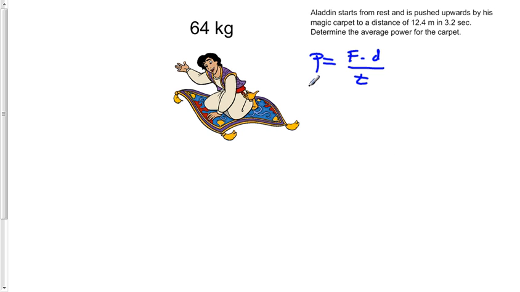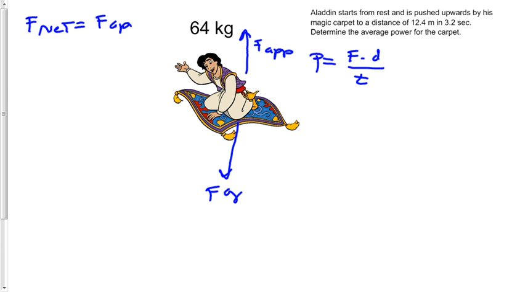So I'm going to be thinking chapter 4 equations with force applied, and I might need some chapter 2 Fab 5 equations. So let's draw the forces on the subject. Of course, downwards is always force gravity. And then upwards, I guess in this case, is the force applied by the carpet. So I'm thinking to myself, the force net equation has to then be force applied minus force of gravity.